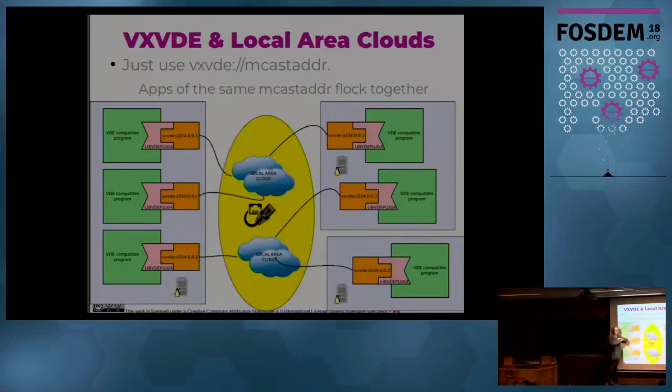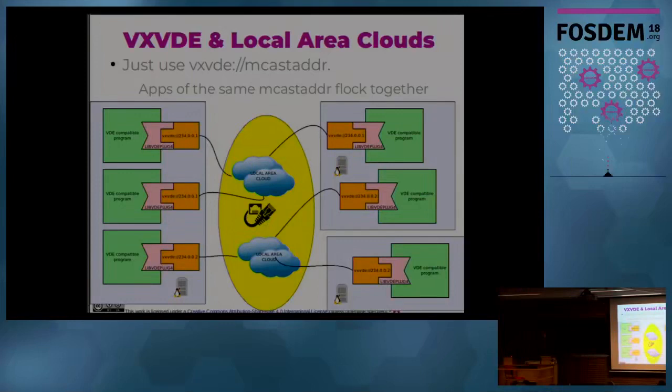So you can scatter your virtual networked applications, your virtual machines, throughout your local area network. As soon as you give the same multicast address to some of them, they are connected to a virtual local area network. No infrastructure at all, zero configuration. And as I showed last year, it is as performant as VXLAN. So it's fast.